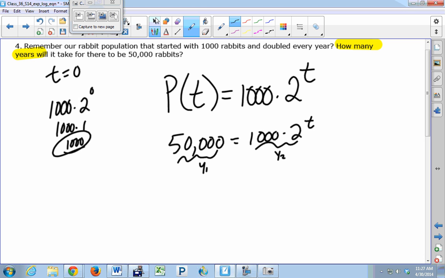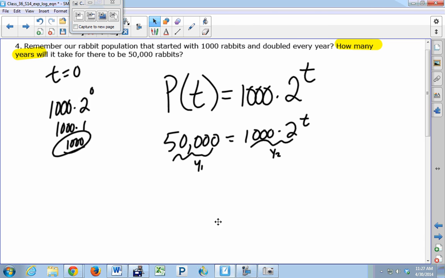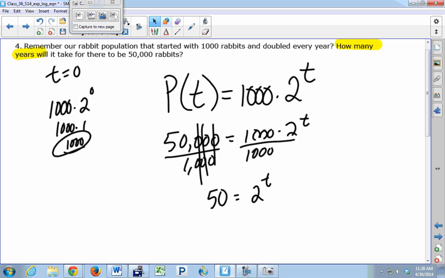But we now have the ability to do this with algebra. That's the cool thing. We can now do it algebraically because what we have here is an exponential equation. I'm going to solve this equation for t. And just like I would solve any equation, I want to get 2 to the t all by itself. So I'm going to divide both sides by 1,000. This is going to seem easy after the one we just did. The left side reduces to 50, and I have 2 to the t.